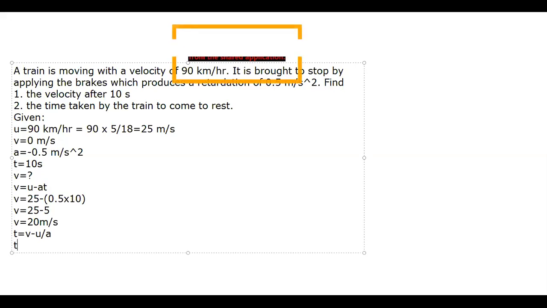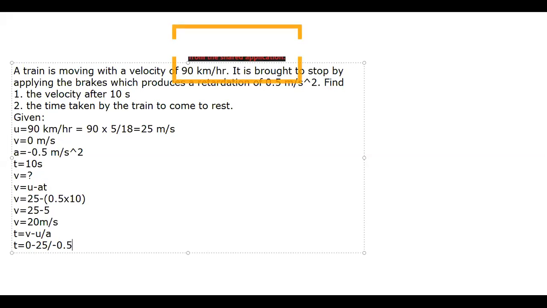So t is equal to, how much is v? v is the final velocity, which is 0, minus the initial velocity, 25, divided by the acceleration. Now a is given, but I am writing minus 0.5 because it's a retardation. Understand, otherwise your answer will become negative. So 0 minus 25 divided by 0.5, your answer will come minus 50.